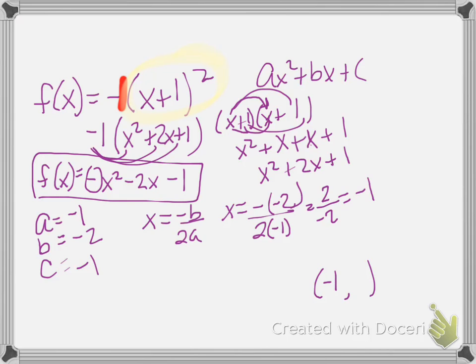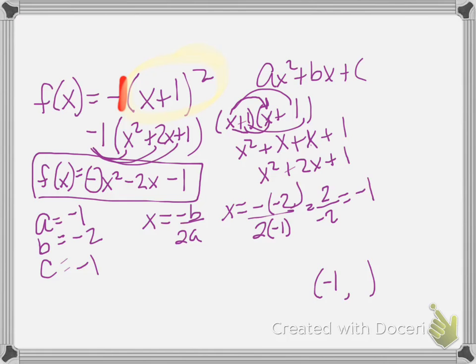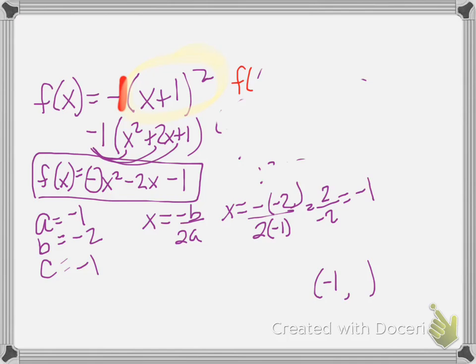Now I'm trying to find my y coordinate. So again, sorry about getting messy here, we're going to plug it back in to get the y. So we're going to take that original problem and plug it back in. So it was f of x equals negative x plus 1 squared.